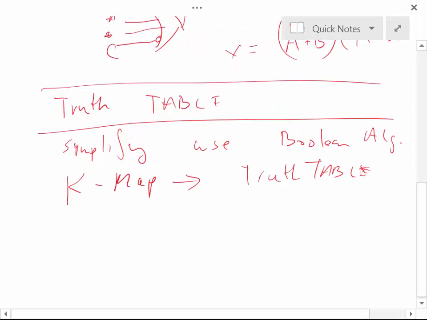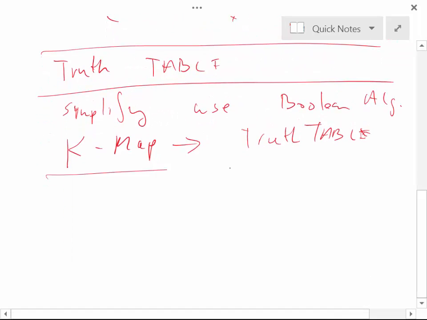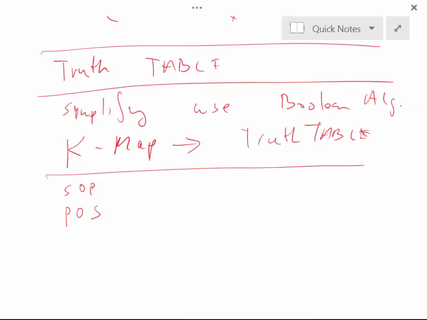I can also, on the K-map, specify a sum of products, which is what we've been doing, or a product of sums. Remember, for product of sums, we read out the zeros and then we did De Morgan's theorem twice. So this is a much more difficult problem.